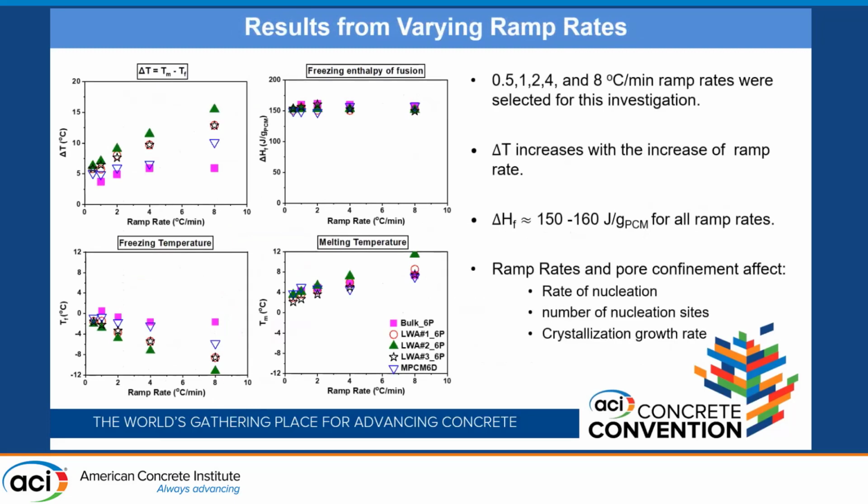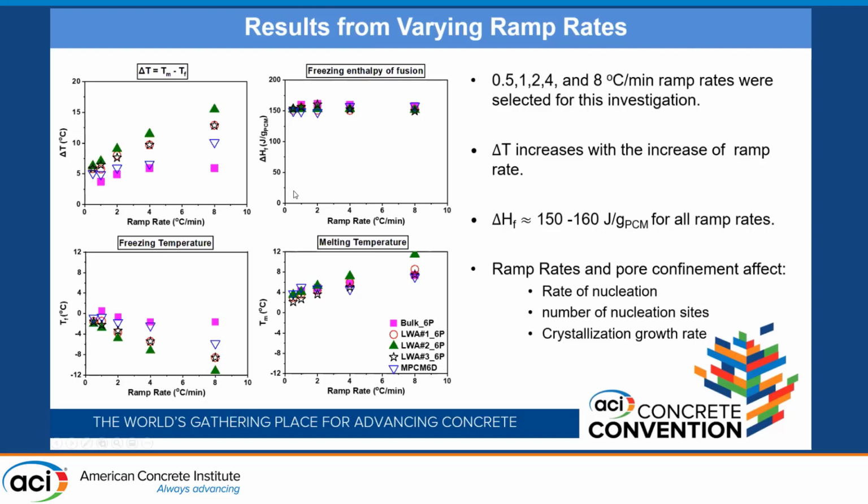All right, so for the second part, we did the same test at different ramp rates. This time, we have 0.05, 1, 2, 4, and 8 degrees Celsius per minute for the investigation. In the first graph, you can look at the temperature difference, basically the difference between the melting temperature and the freezing temperature. On the x-axis, we have the ramp rate, right? As you can see, as we are increasing the ramp rate, we are also increasing the temperature difference between the melting and the freezing temperature.